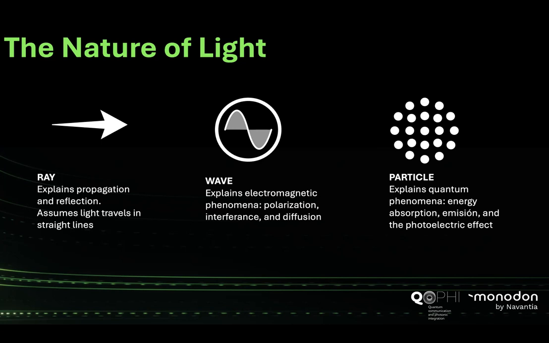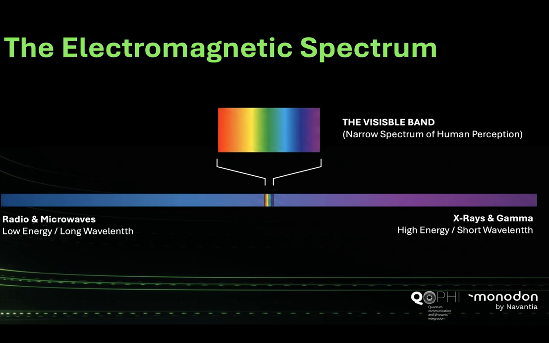So, overall, light is both a wave and a particle, and that dual nature is one of the most important ideas in modern physics. Light is actually just a small part of a much larger range of electromagnetic waves. This range is called the electromagnetic spectrum. On one end, we have the radio waves and microwaves. These are low energy and long wavelengths, which makes them ideal for communication technologies like radio, television, and wireless signals.